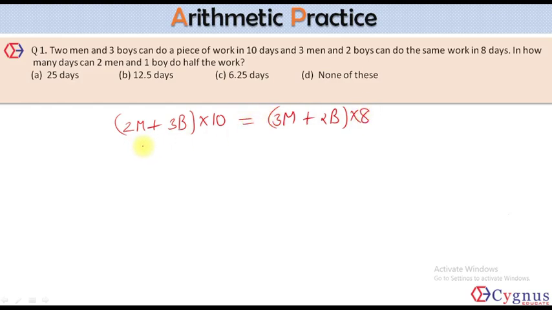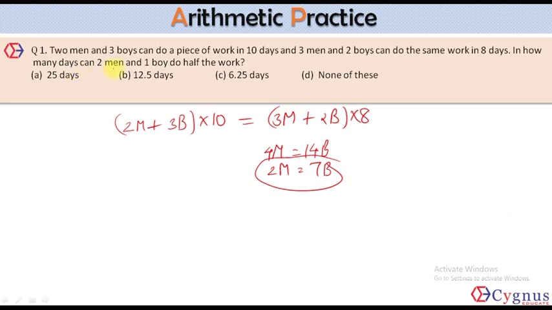This will give you a relationship between the efficiency of men and boys. This will give you 20 men, this will give you 24 men. So 4 men is equal to 30 boys, and this will give you 16 boys. So 30 minus 16, that is 14 boys. So 2 men are equal to 7 boys. This is a relationship. Now what do you want to find?